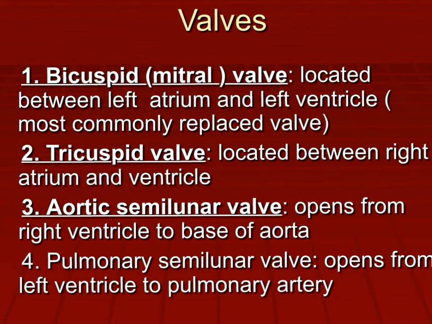This is the one that's most commonly replaced because the left side pumps to everywhere in the body except to the lungs and back. The tricuspid valve is the valve between the right atrium and right ventricle. The aortic semilunar valve is from the right ventricle to the aorta. The pulmonary semilunar valve opens from the left ventricle and goes to the pulmonary trunk, which is an artery.